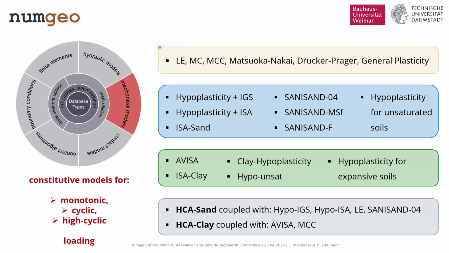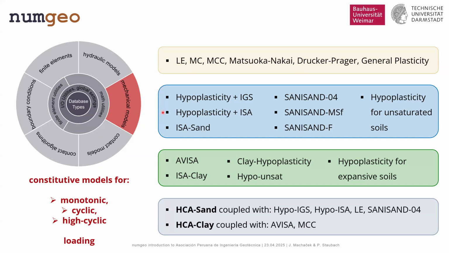So we started implementing, let's say, basic models like linear elasticity, Mohr-Coulomb, modified Cam-Clay, Matsuoka-Nakai, Drucker-Prager, or a general plasticity model that can be tuned to either of the aforementioned ones. These are more practice-oriented constitutive models. For example, the Mohr-Coulomb model is very well suited for the strength reduction if you are interested in the factor of safety of a geotechnical structure. But the core feature is rather the big library of advanced constitutive models that we have implemented in NUMGEO.